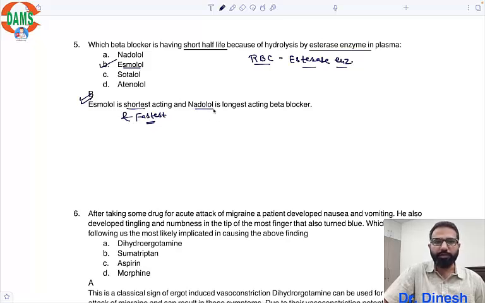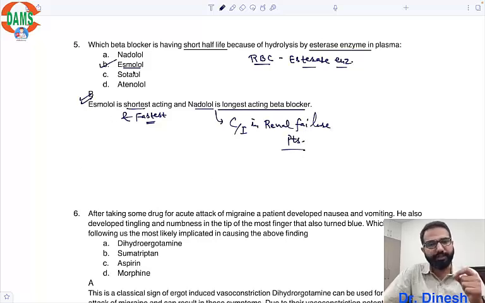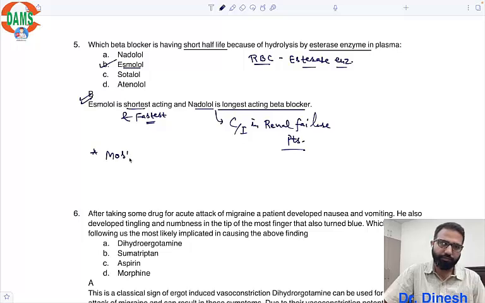But nadolol, remember, is the longest acting beta blocker and it is contraindicated in renal failure patients as well. So it is esmolol which is short and fast because of the esterase enzyme from the RBC. Nadolol is the longest acting. Most cardioselective will be nebivolol.